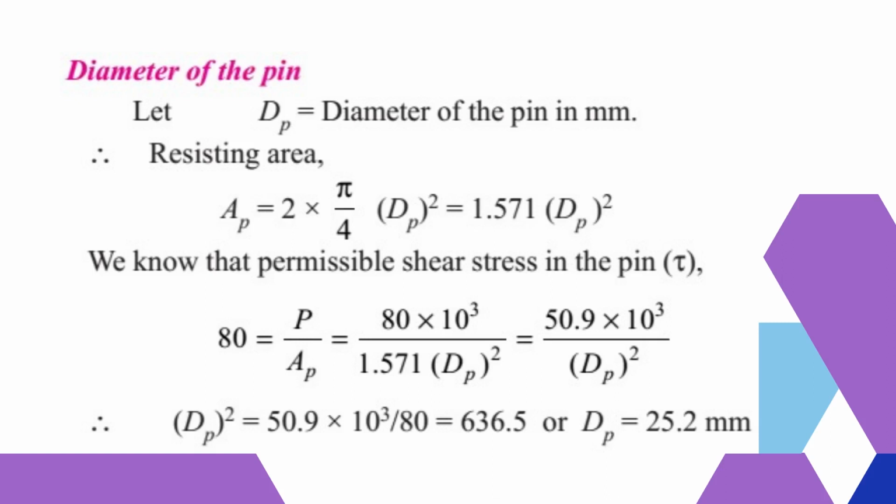And further in the same fashion, shear stress tau is equal to force by area, by substituting the values. Here the area is a parallel area. So tau is equal to 80, P divided by A suffix P, which is 1.571 dp square, and on simplification we get the value dp square equal to 636.5, or d suffix P is equal to 25.2 mm. This completes the solution of this particular problem.